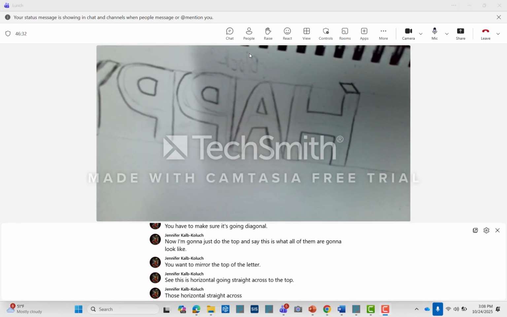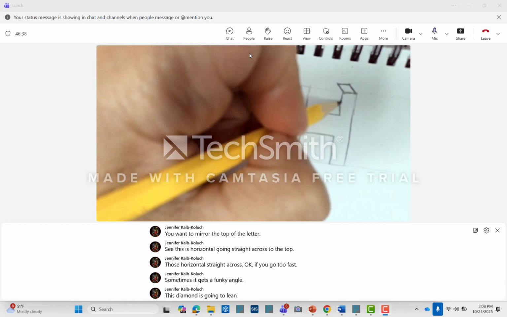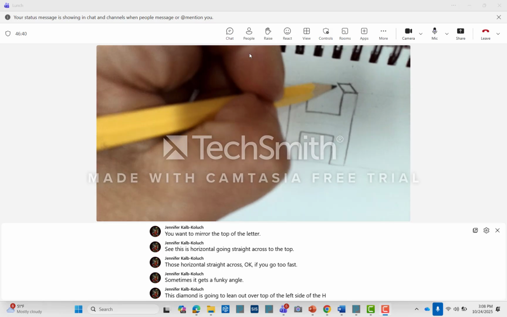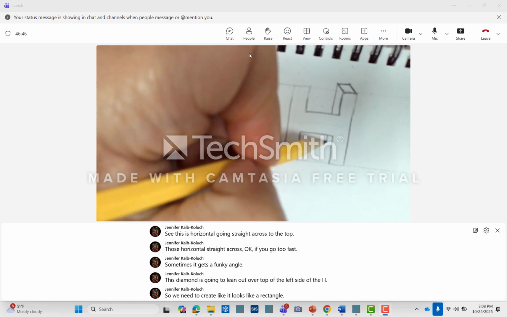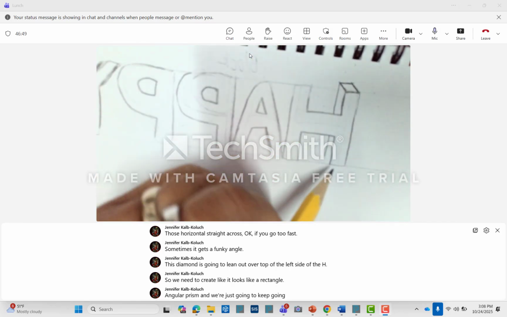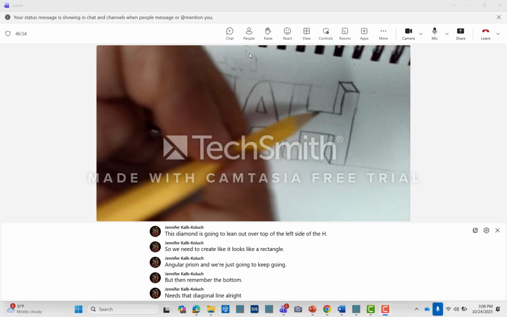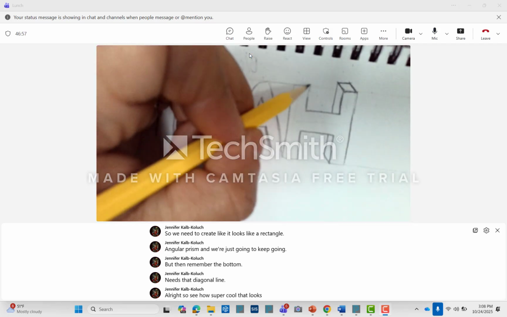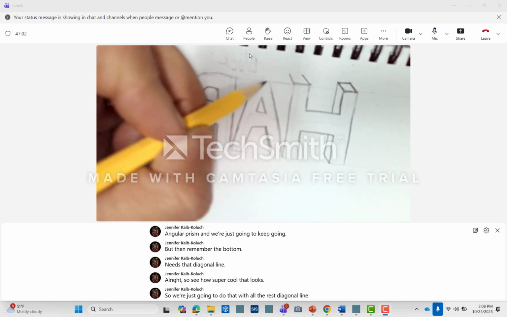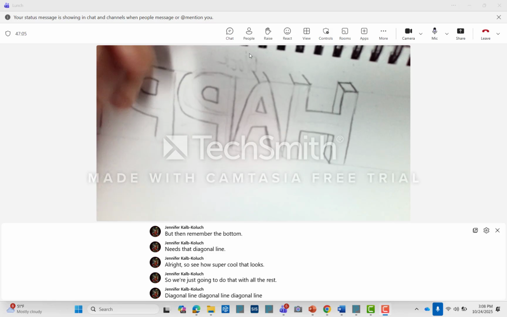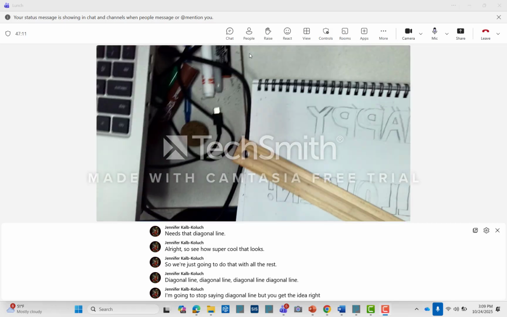Okay, if you go too fast, sometimes it gets a funky angle. This diamond is going to lean out over top of the left side of the H. So we need to create, like, it looks like a rectangular prism. And we're just going to keep going. But then remember, the bottom needs that diagonal line. All right, so see how super cool that looks? So we're just going to do that with all the rest. Diagonal line, diagonal line, diagonal line, diagonal line. I'm going to stop saying diagonal line, but you get the idea, right? Let's go ahead and zoom up.